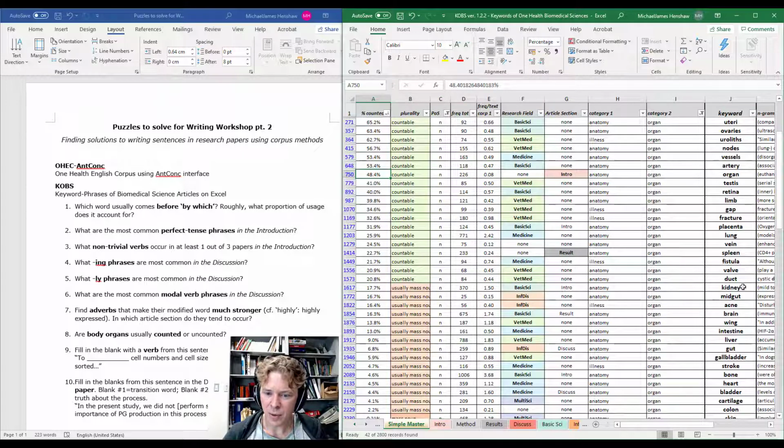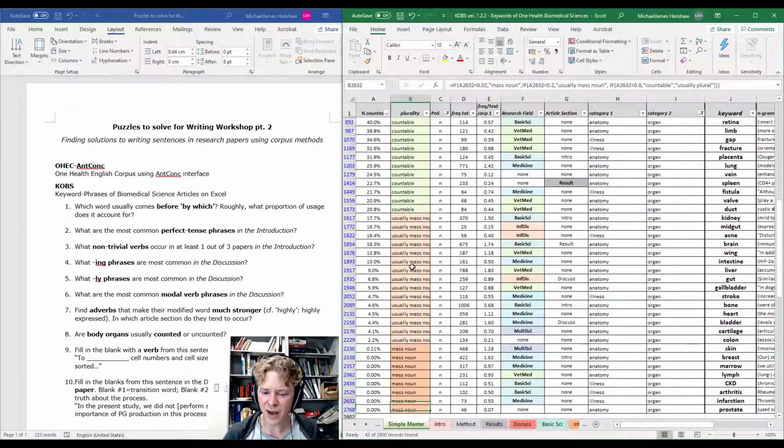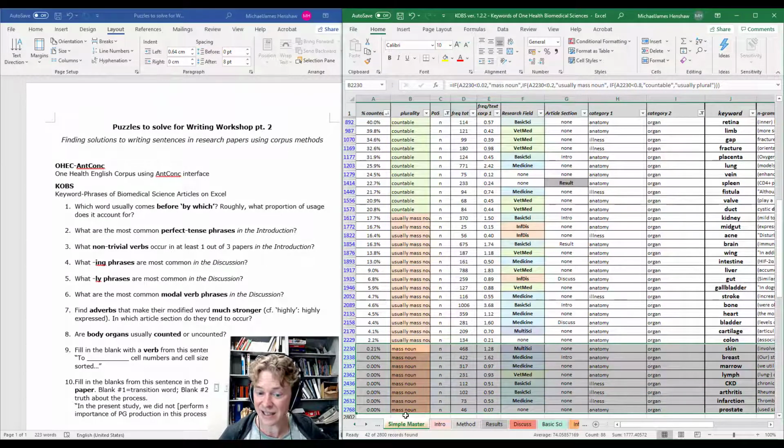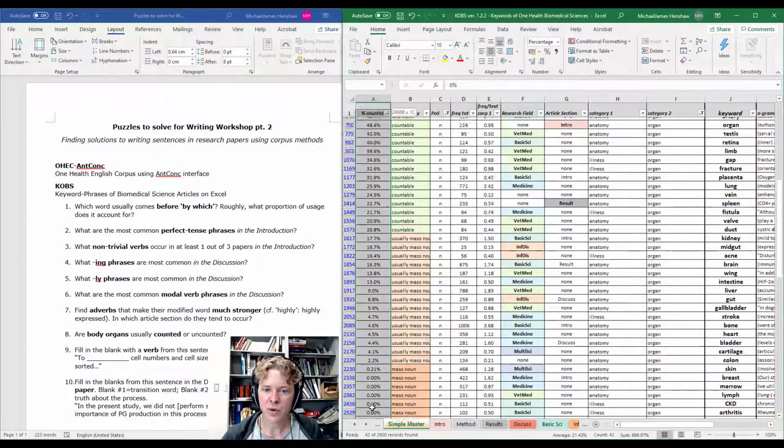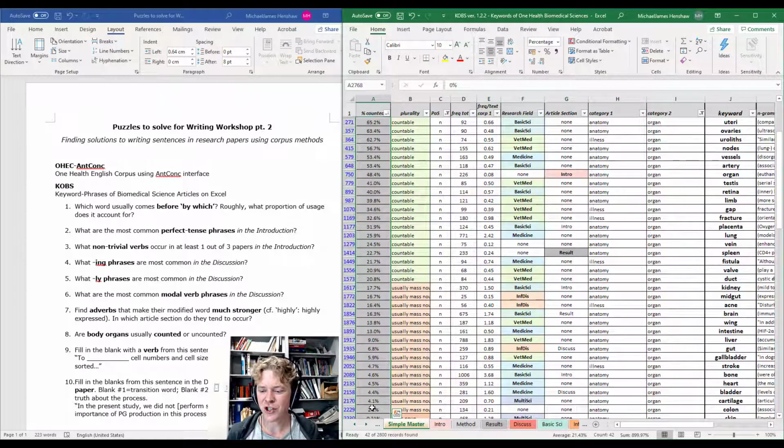Okay, but if we go down to the bottom, we find some that are basically never counted, or at least in this data set, never counted. Skin, breast, marrow, lymph, arthritis, infarction, prostate. Well, is arthritis really an organ? Kind of. The last thing we can do finally is just check the totals.